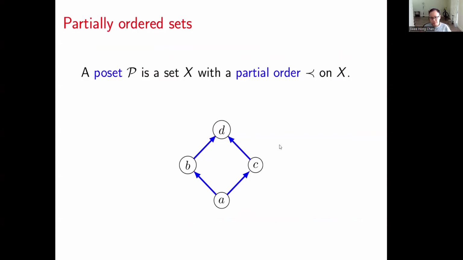A coset is simply a set X. So today our set will always be finite, together with a partial order on the elements. For example, in this picture is a 4-element coset A, B, C, D. And here an arrow from A to B means that A is less than B. Similarly, B is less than D, C is less than D, and A is less than C. And here there's actually one extra relation, which is A is less than D by transitivity, but we don't draw the arrow because it is redundant. So it's implied by the other two arrows in the picture. Okay? So this is the coset.